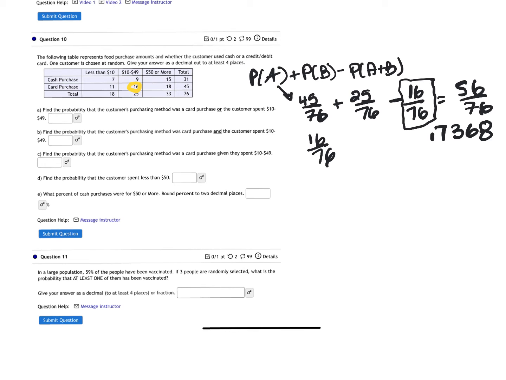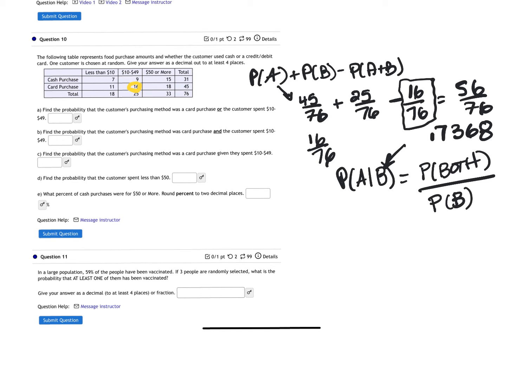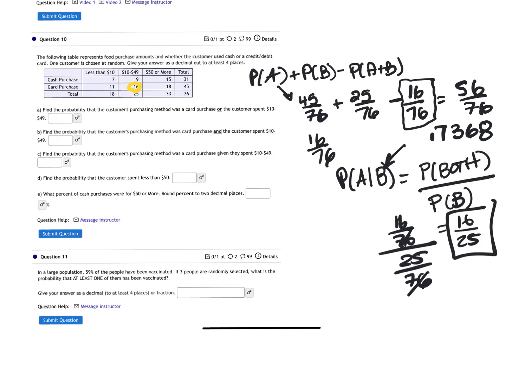The probability that a customer's purchasing method was a card given that they spent $10 to $49. So this is the probability of A given B, which we know is the probability of both over the probability of the last thing, which is B, right? So we know the probability of both is 16 over 76. We know the probability of B is 25 over 76. And these cancel out, and we're left with 16/25, and we write that as a decimal.